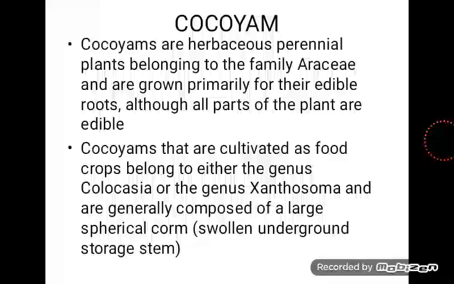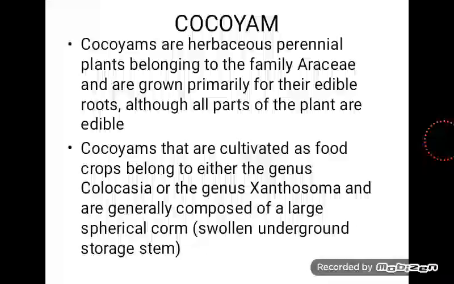Now we come to cocoyam. Cocoyam are herbaceous perennial plants belonging to the family Araceae, and are grown primarily for their edible roots. All right. Although all parts of the plant are edible, yes, because that's true. I have friends from Sierra Leone, and they used to cook the leaf of cocoyam, so some can eat it. In fact, people eat it.